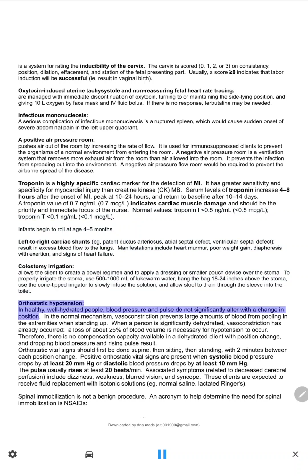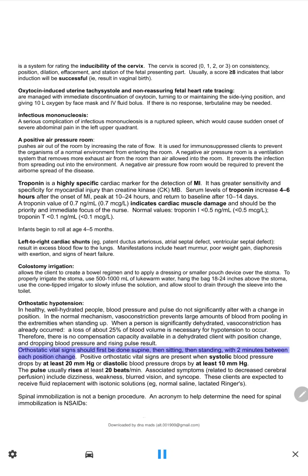Orthostatic hypotension. In healthy, well-hydrated people, blood pressure and pulse do not significantly alter with a change in position. In the normal mechanism, vasoconstriction prevents large amounts of blood from pooling in the extremities when standing up. When a person is significantly dehydrated, vasoconstriction has already occurred. A loss of about 25% of blood volume is necessary for hypotension to occur. Therefore, there is no compensation capacity available in a dehydrated client with position change, and dropping blood pressure and rising pulse result.